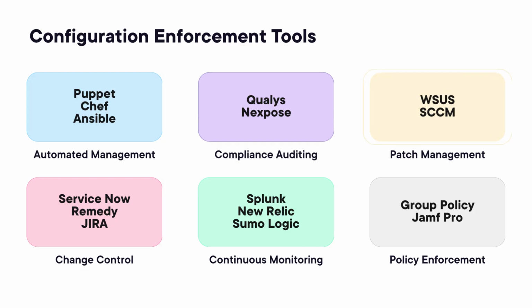For change control, we have things like ServiceNow or Remedy or Jira. Jira can also be used for bug tracking and so forth. For continuous monitoring, we have things like Splunk or New Relic, Sumo Logic, etc. And for policy enforcement, things like Group Policy or JAMF Pro if you are in an Apple environment.